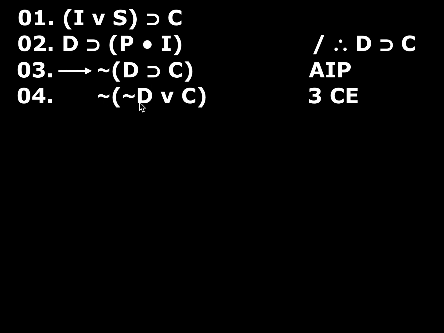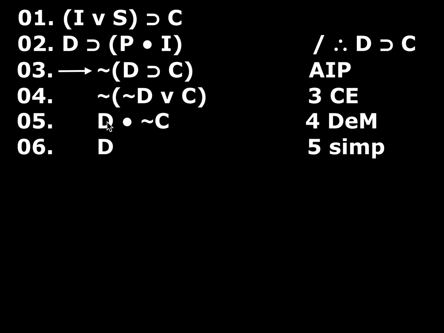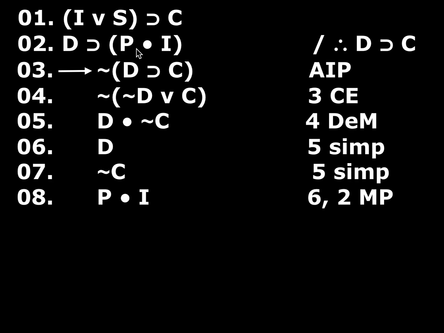I can do De Morgan's on that to get D and not C. Then I can simplify D off by itself. In fact, I'm also going to simplify not C. Now that I've got D, that's the antecedent of this, so I can get P and I. And now I can simplify I.